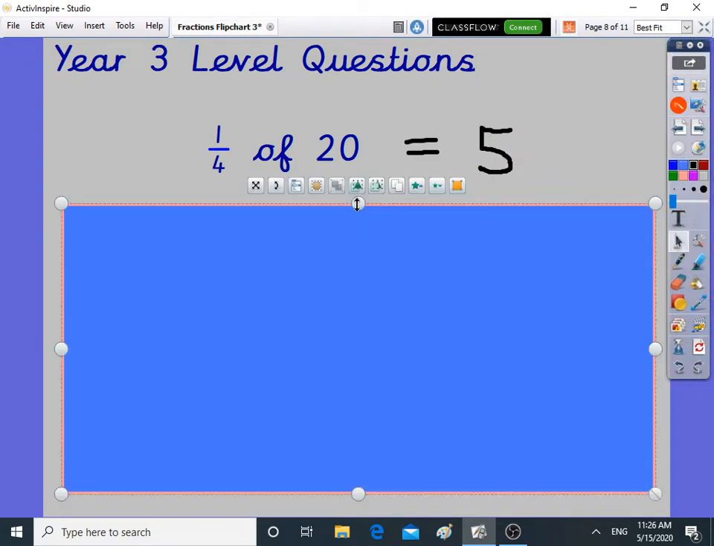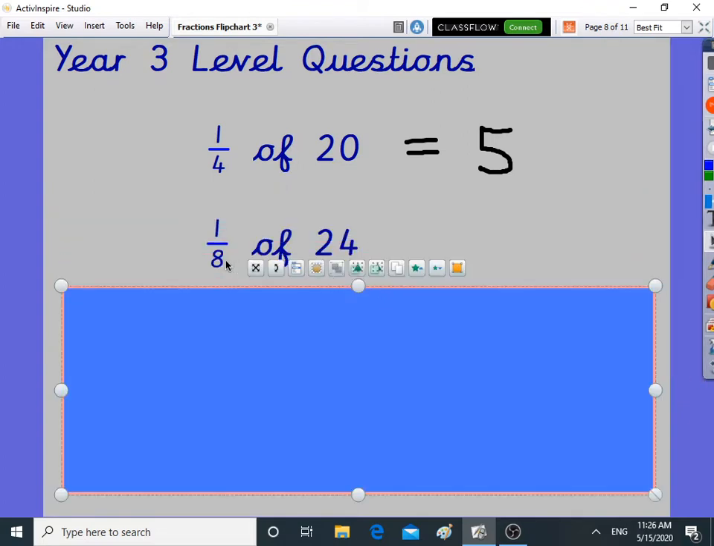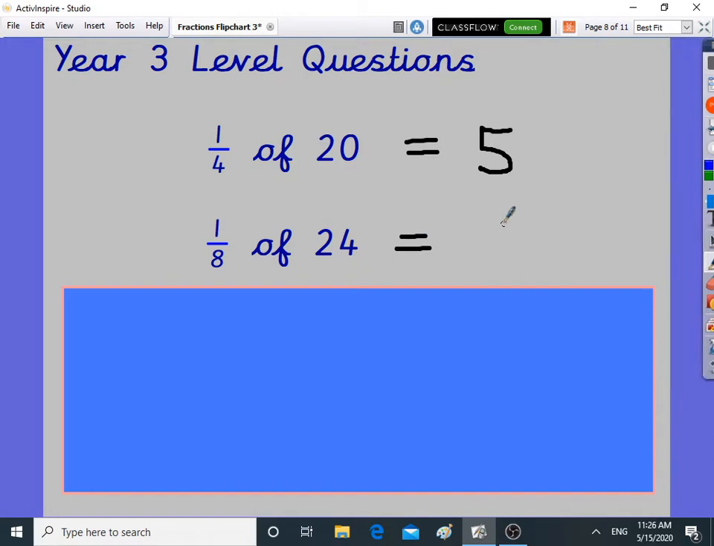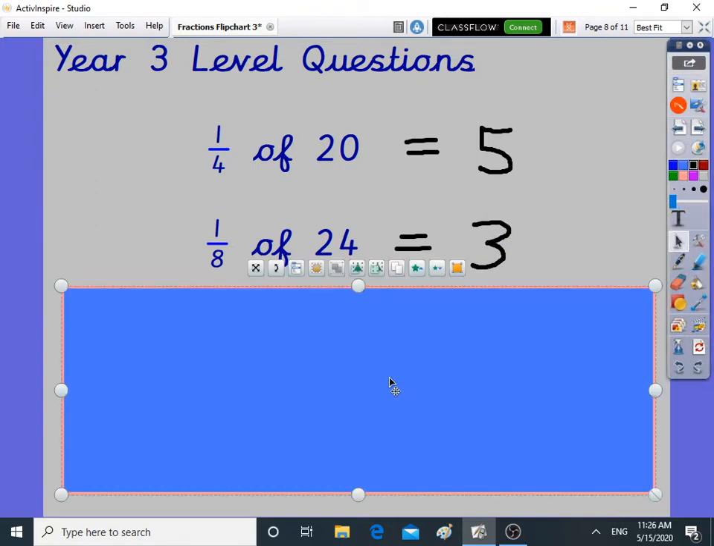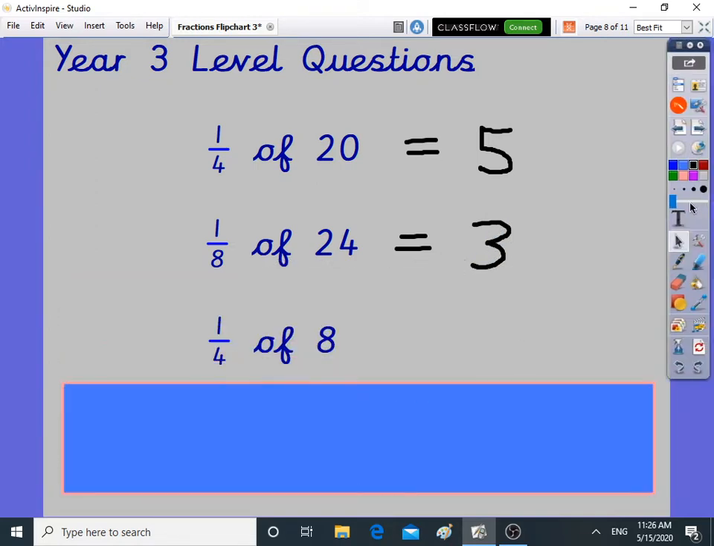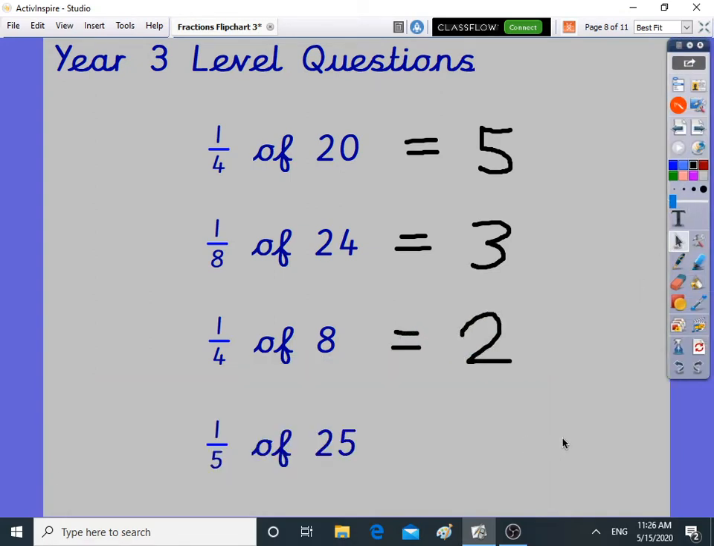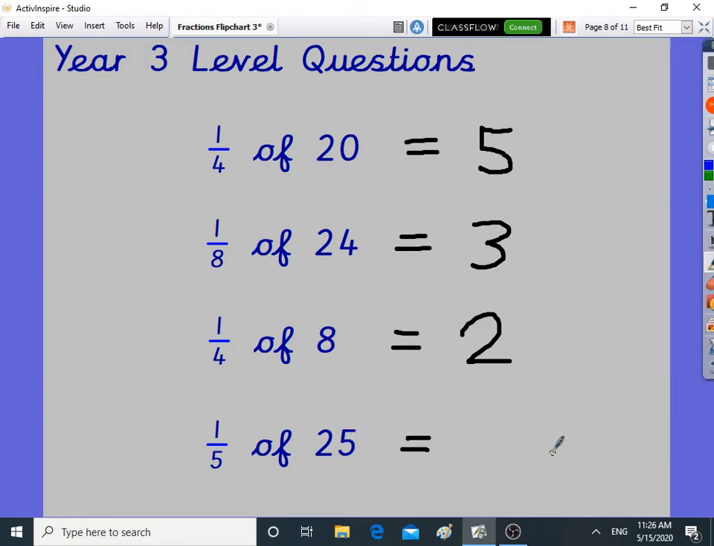See if you can do the next one before I even do it. Sing your 8's up to 24. Your fingers will tell you the answer. So 8, 16, 24, 3. 1/8 of 24 is 3. 1/4 of 8. Sing your 4's up to 8. 4, 8, just 2. And finally, 1/5 of 25. Sing your 5's up to 25. 5, 10, 15, 20, 25. 5 fingers.